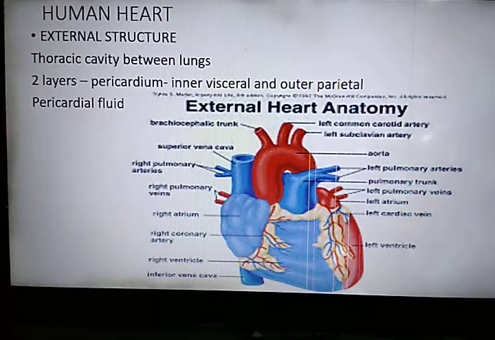This pericardial fluid keeps the heart moist, allows its free movement, and reduces the friction between the heart wall and the surrounding tissues when the heart beats. So the pericardium layers protect the heart from mechanical injury and check its overstretching or overfilling with blood. Now we will start with the external structure of the heart.